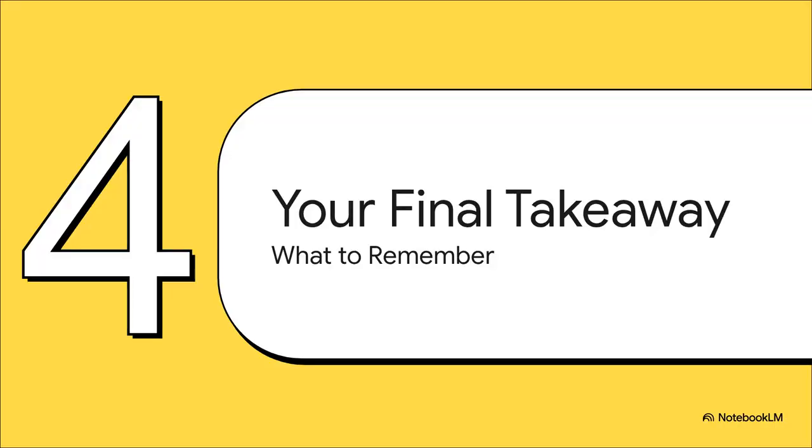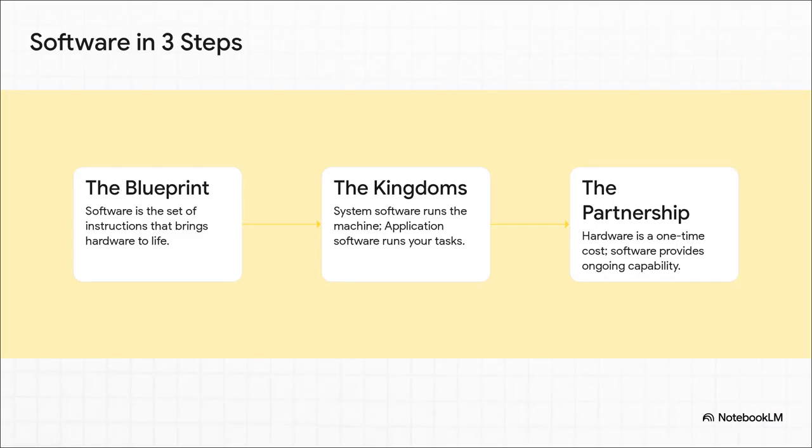So after all that, from the basic definition to the two kingdoms and the different ways we get software, what's the most important thing to walk away with? What's the core idea about the software that runs our lives? Let's just boil it all down to these three simple ideas. First, software is the blueprint that gives a chunk of metal and plastic a purpose. Second, always remember the two kingdoms. System software runs the machine itself, and application software is for running your tasks. And finally, remember that the hardware you buy is just the beginning. It's the software that unlocks its true, ongoing power and capability.